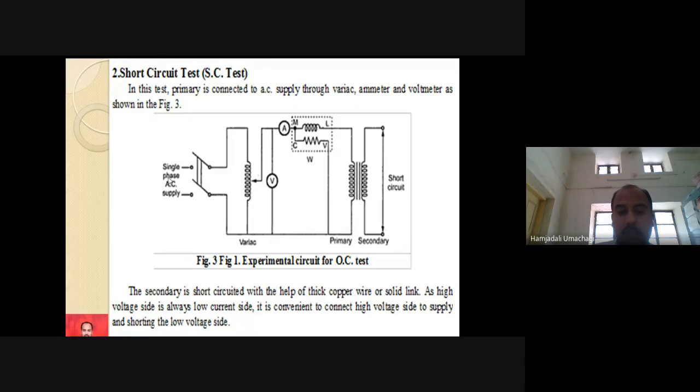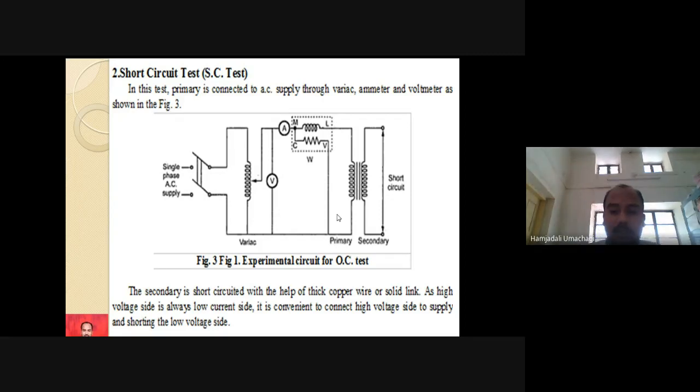You are given a single phase AC supply, a single phase auto transformer, an ammeter in series, a wattmeter, and a voltmeter. Everything is the same. The only thing is that the secondary will be shorted, and the shorted secondary winding will be the low voltage winding. If this is the low voltage side, the primary will be the high voltage side. Are you getting my point, all of you?